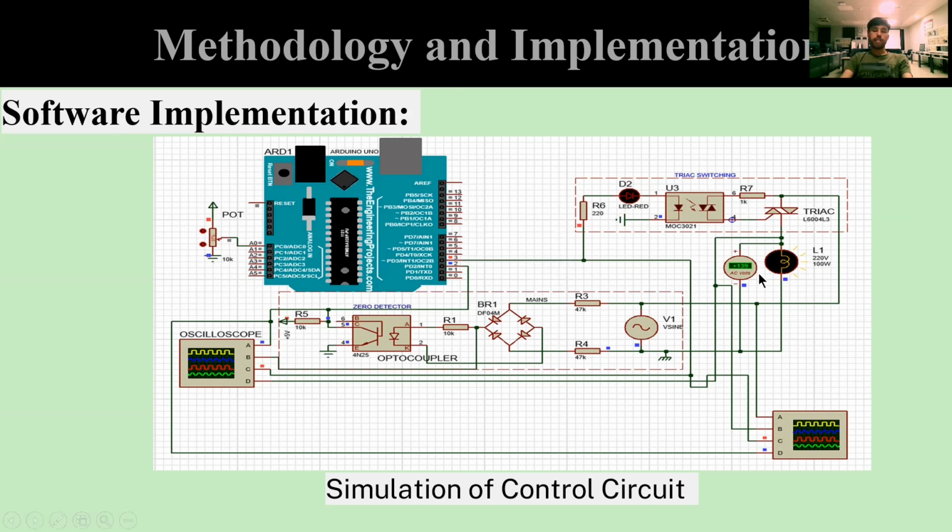This is a very simple circuit, and we have also programmed this Arduino according to our need. And at this side, you can see a potentiometer that will be used to generate a delay in our alpha angle. Whatever the amount of delay we need, or at what instant of time we want to switch on our load, it will be controlled through this potentiometer.